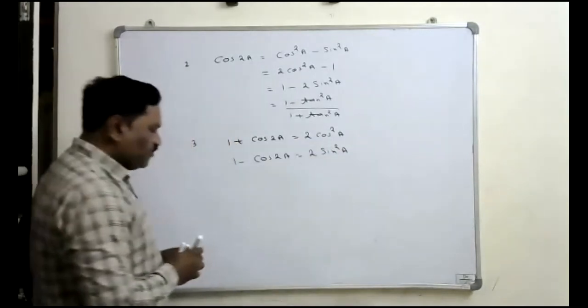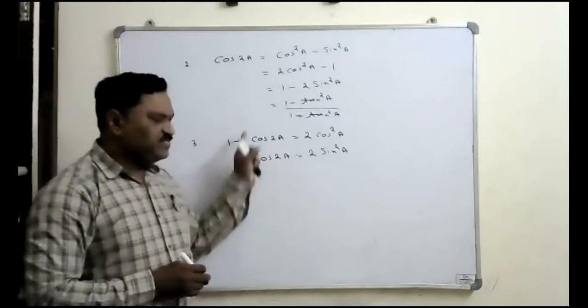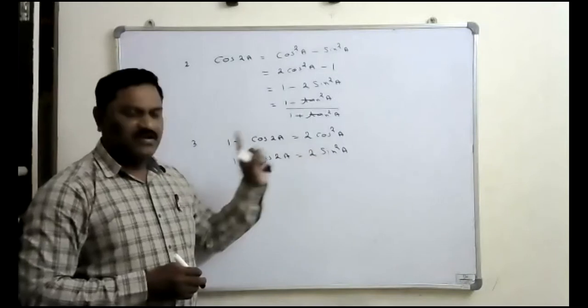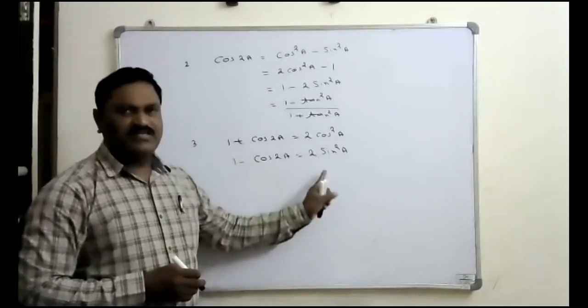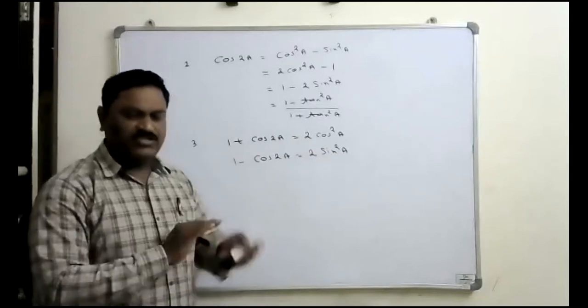These are very important formulas, because in most cases we are going to use them. Whenever there is a plus sign, we have to write cos square. If there is a minus sign, we have to write sine square. All these formulas we have to remember from both directions.